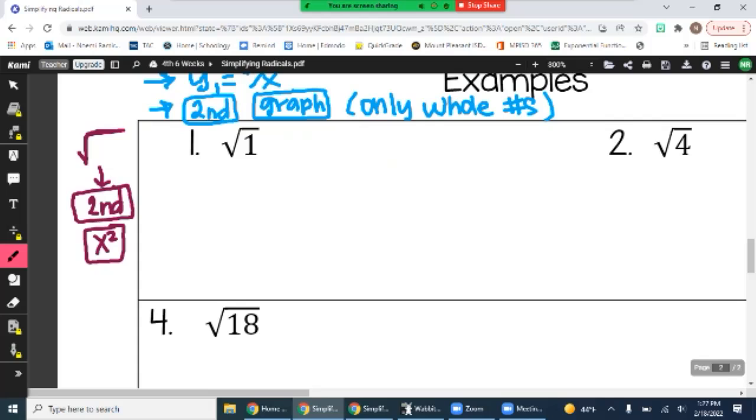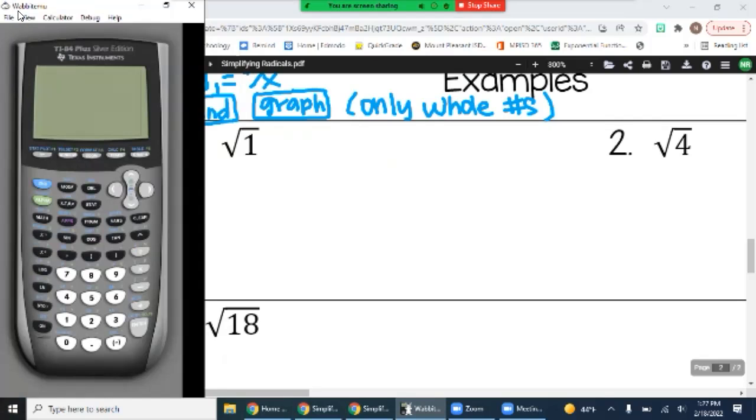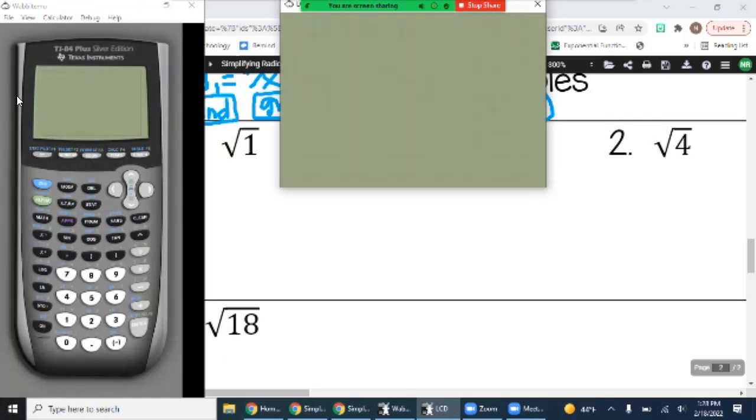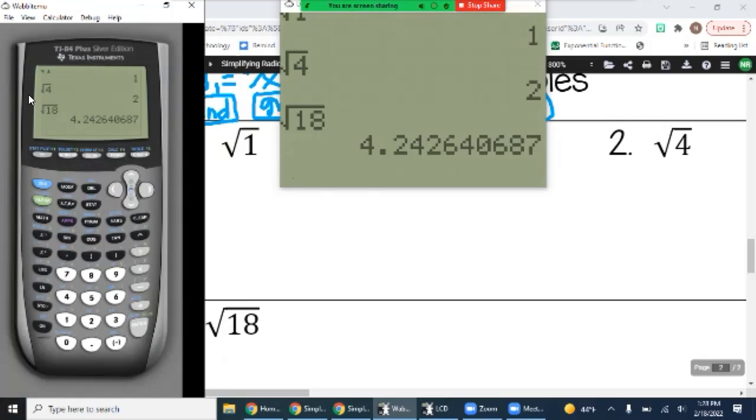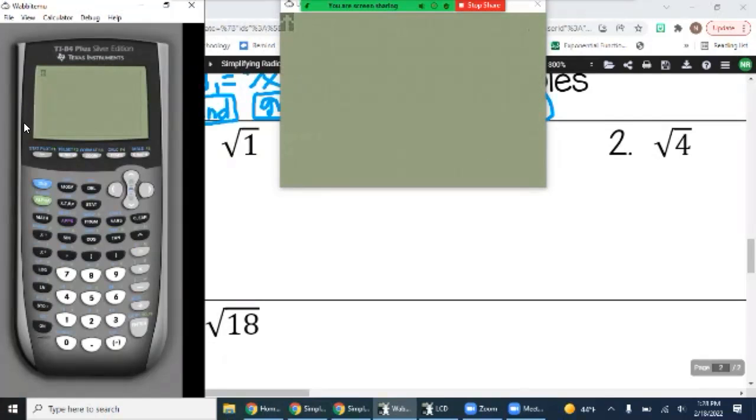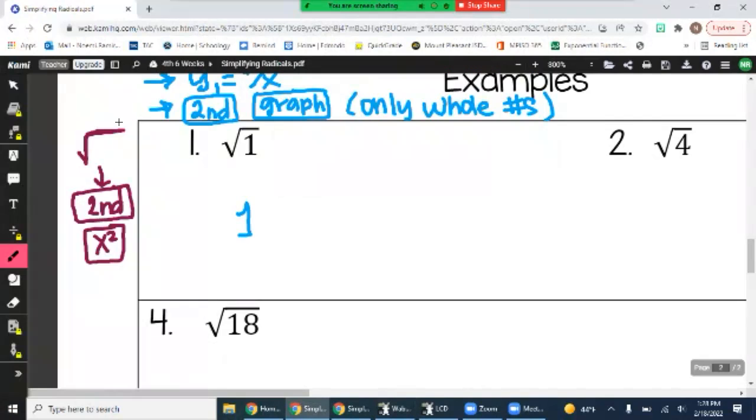All right. So let's start reducing. Let's start simplifying these radicals. Type in the square root of 1. What do you get? Let me detach my LCD. There we go. Oh, clear. Second square root 1. And it gives you 1. It gives me a whole number. That must mean that 1 is considered a perfect square. 1 times 1 is 1.